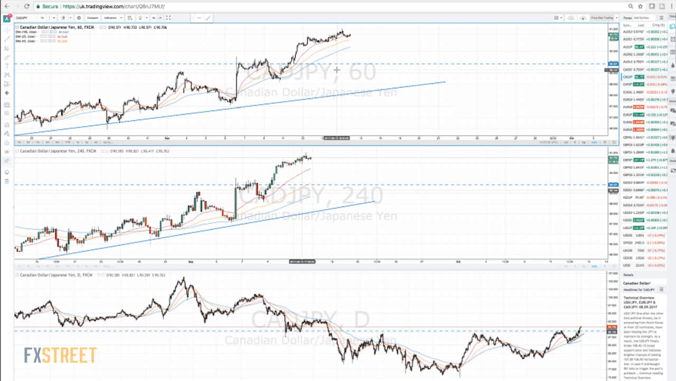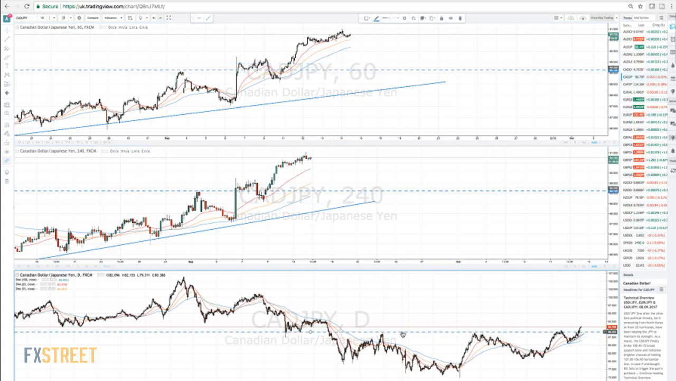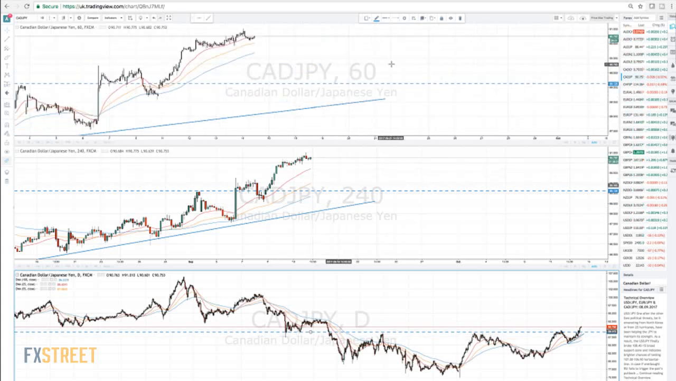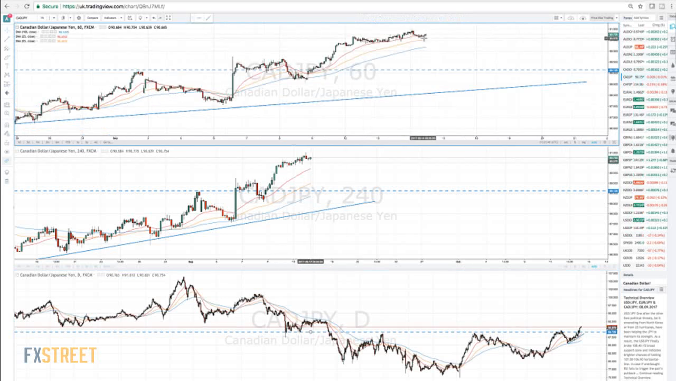The CAD yen, more or less a carbon copy of the CAD franc, so it's broken through a significant level, and we're waiting for the pullback, which hasn't occurred yet, but I'm very, very confident that when it does eventually occur, it's going to give us a nice opportunity to get involved in the trade. But at the moment, nothing really to talk about there.